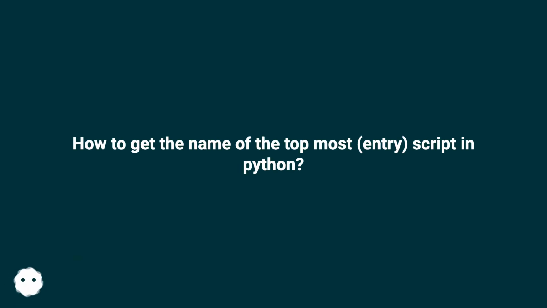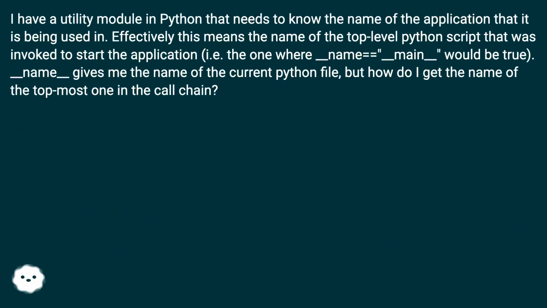How to get the name of the topmost entry script in Python. I have a utility module in Python that needs to know the name of the application that it is being used in. Effectively, this means the name of the top-level Python script that was invoked to start the application, i.e. the one where __name__ == "__main__" would be true. __name__ gives me the name of the current Python file, but how do I get the name of the topmost one in the call chain?